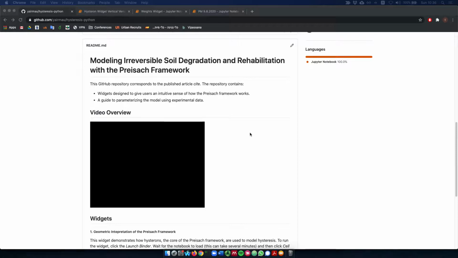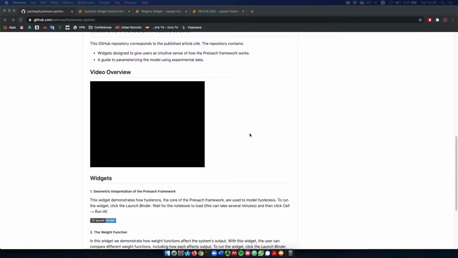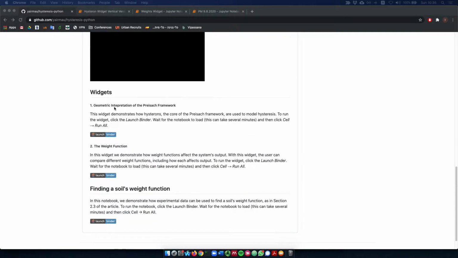In this video, we'll discuss some of the resources available in the repository, which are designed to supplement and enhance the materials in the paper itself. We'll start off with our widgets. The first widget focuses on geometric interpretation of the Preisach framework.